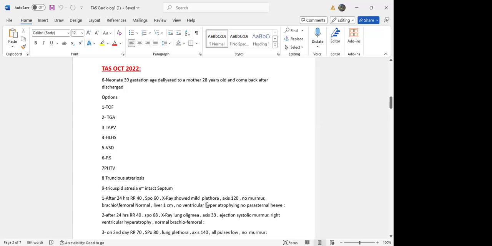Liver is 1 cm, no ventricular hypertrophy, no parasternal heave. So at this one day पे कोई hypertrophy नहीं है, कोई parasternal नहीं है. So the important thing, right axis means right side prominent है, mild सा plethora है और saturation 60 है, present हो गया है second day पे. So what do you think? What could be the diagnosis from above? क्या लग रहा है?